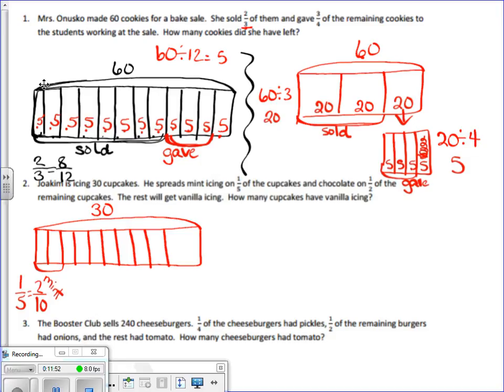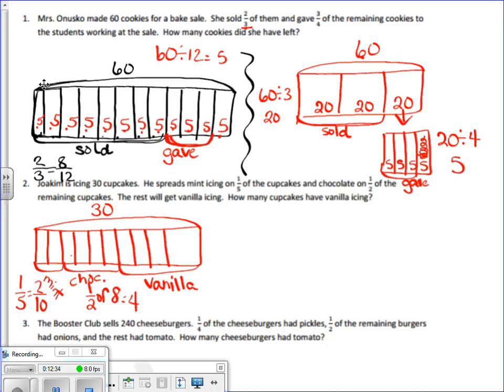So how many are chocolate? 1, 2, 3, 4, 5, 6, 7, 8. How many are chocolate? 4, because 1/2 of 8 equals 4. Chocolate. The rest will get vanilla. How many cupcakes have vanilla? But it's not 4. It's how many units have vanilla.